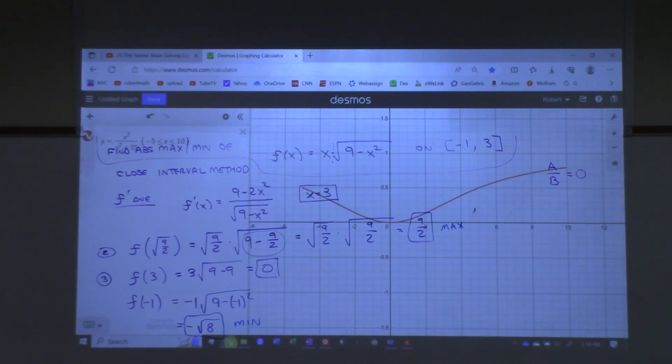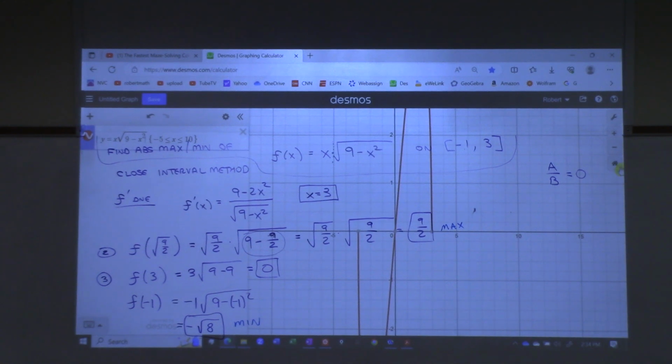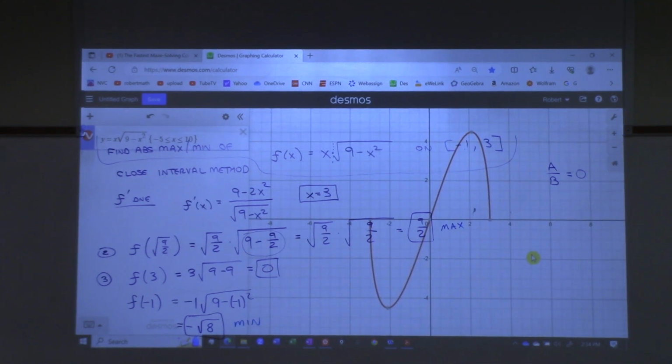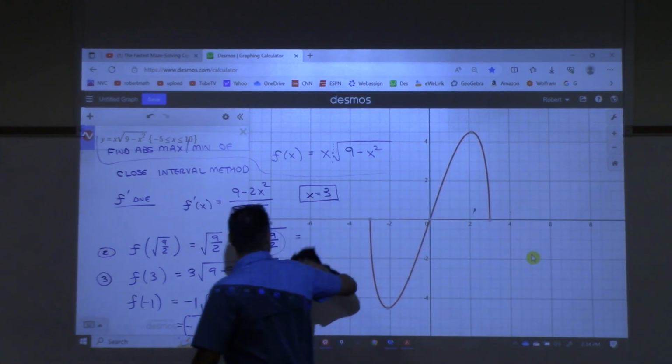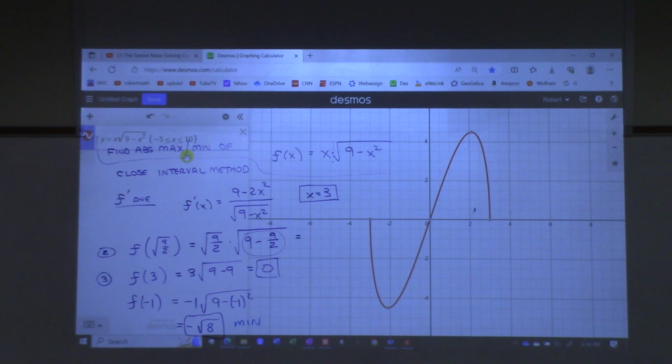So if I go graph this, what was the 2.12? That's the square root of 9 halves. Oh, we were just trying to figure out. Yeah, just to get it as a decimal, because we wanted to see if it lived in the interval. Okay, it was x times the square root of 9 minus x squared. And we were looking at this. Check that out. You'll see that graph. We were looking between negative 1 and 3.